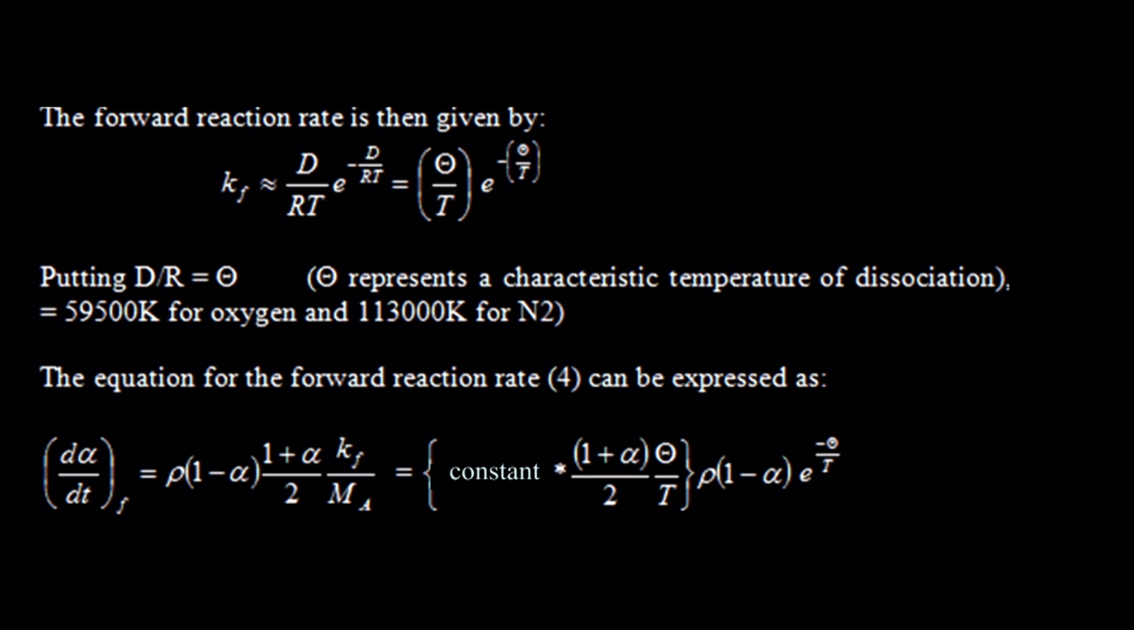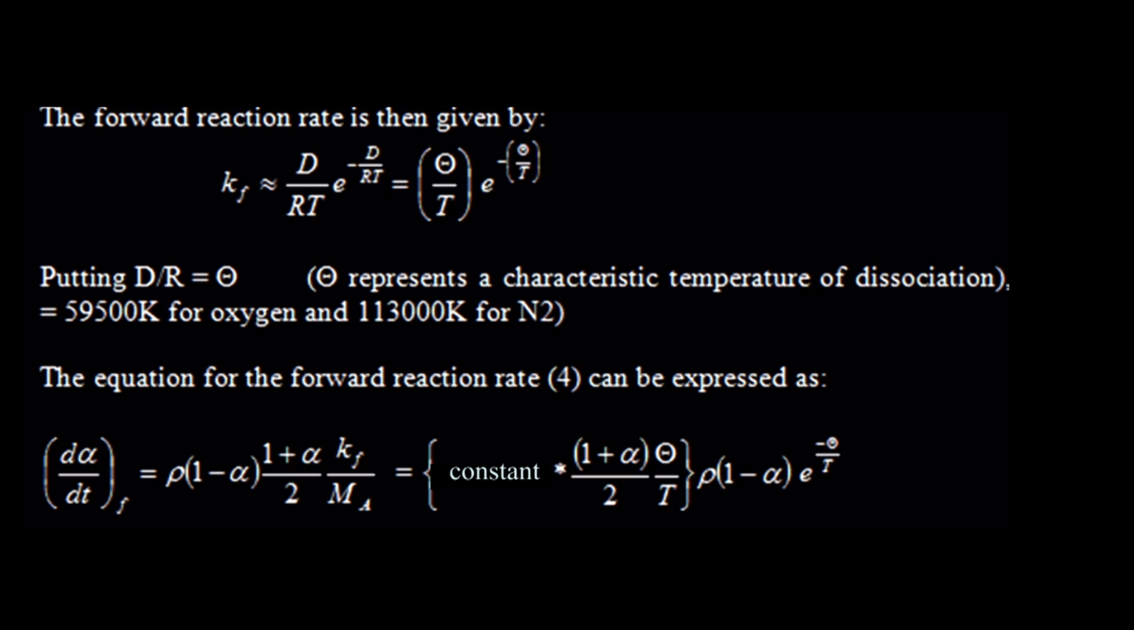Now if you look at the properties in here, you've got this thing here, theta over T. This theta is a characteristic or representative temperature for the gas we're looking at, and these typically have very large numbers. It's nearly 60,000 degrees for oxygen and 113,000 degrees for nitrogen. What this means is that reaction rates are not that big. These are small numbers in that exponential term, and that's why we need a lot of collisions between molecules to get any sort of completion of our reaction.